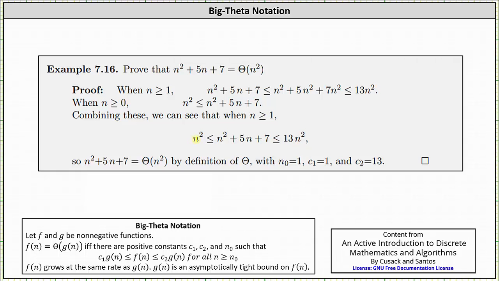Notice we have 1n squared on the left, and we have 13n squared on the right. So n squared plus 5n plus 7 is Big-Theta of n squared by definition of Big-Theta, with n sub 0 equal to 1, and c sub 1 equal to 1, the coefficient of n squared, and c sub 2 equal to 13, the coefficient of 13n squared. Before we go, let's look at this graphically.